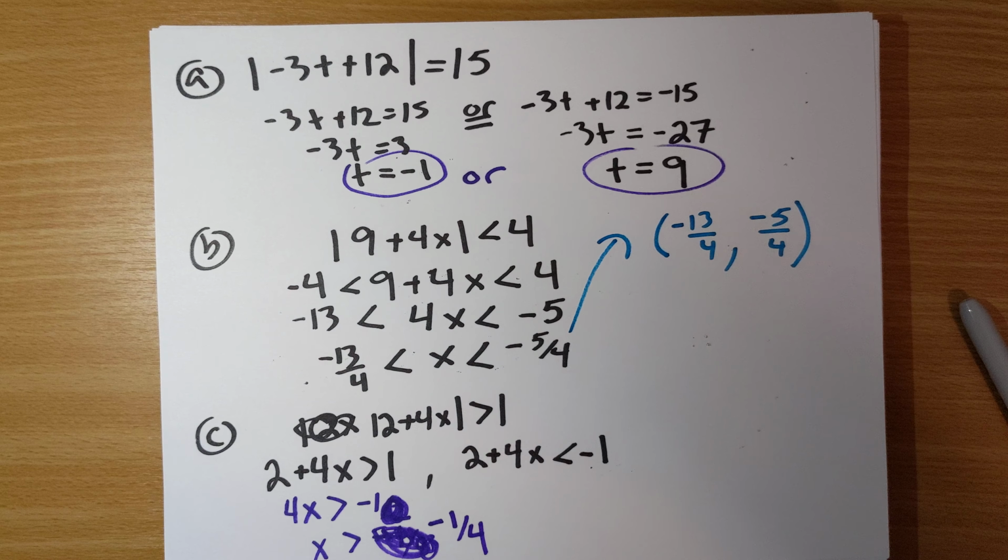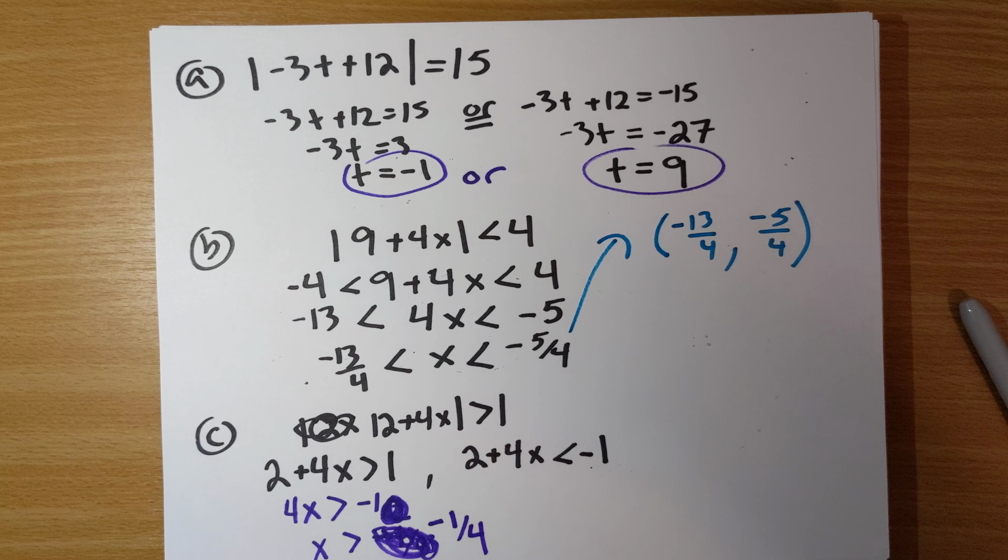Over here, if we have 2 plus 4x less than negative 1, again, subtract 2 from both sides. 4x is less than negative 3. Divide by 4, x is less than negative 3/4. So on a number line, here is negative 3/4, here is negative 1/4. So the allowable values of x are either x is bigger than negative 1/4 or x is less than negative 3/4.